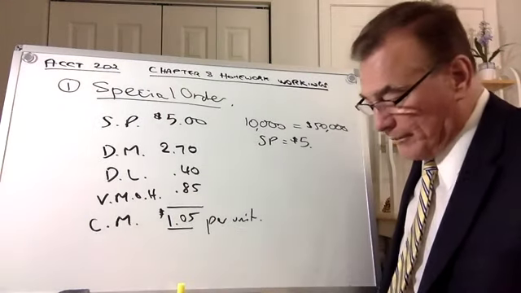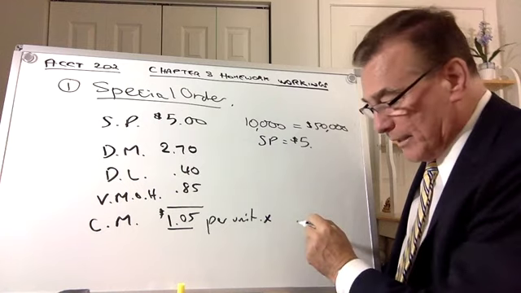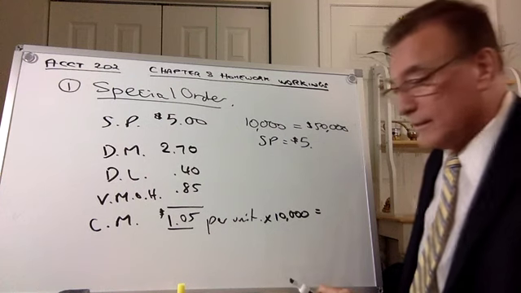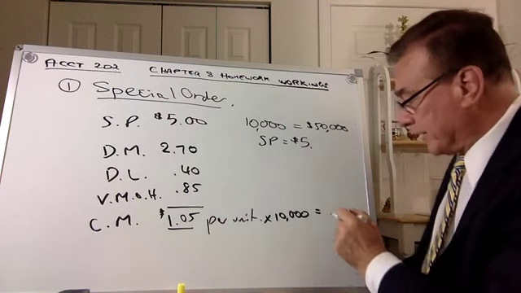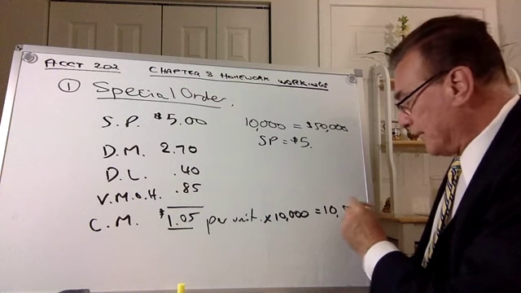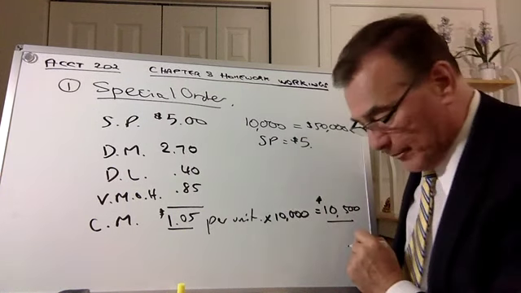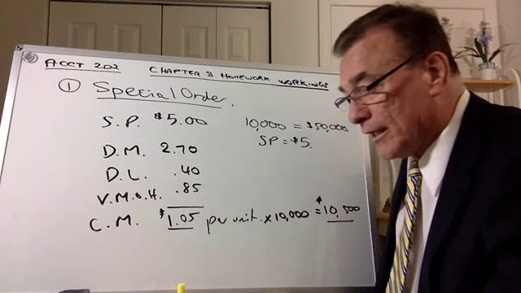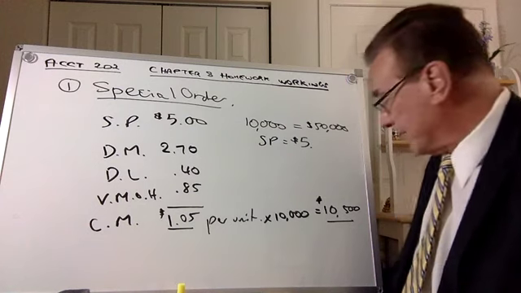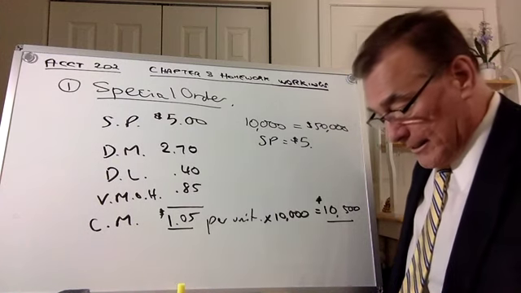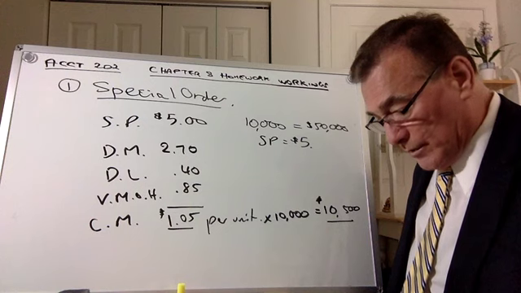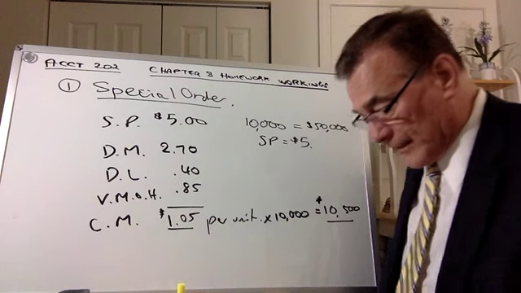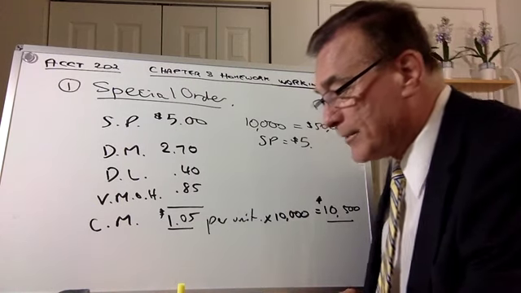Because that's a positive number, if you multiply that out by the 10,000 t-shirts, operating income is going to increase by $10,500. So this company should accept the special order because their operating income will increase by $10,500, and they do have the capacity to manufacture that special order. That's all we do with that particular question.